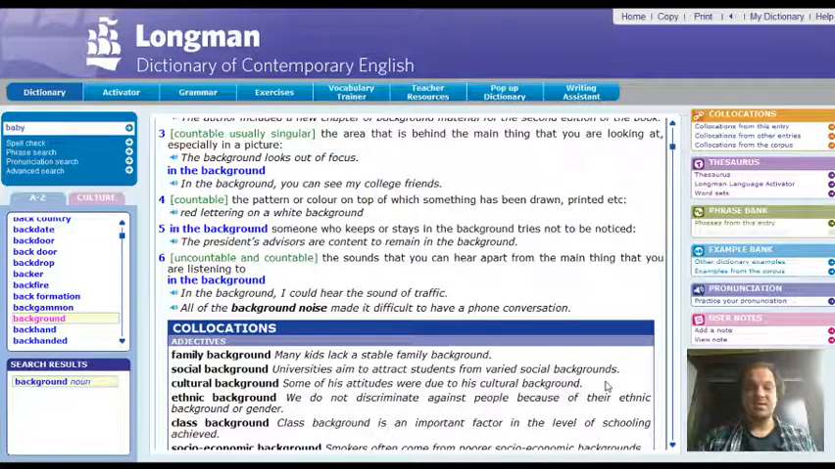Countable and uncountable. The sounds that you can hear apart from the main thing that you are listening to, in the background. So it can be sounds as well. So basically anything that is a little less important. Okay, in the background I could hear the sound of traffic. The background noise made it difficult to have a phone conversation.